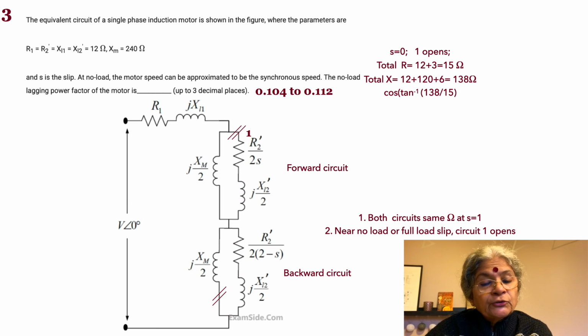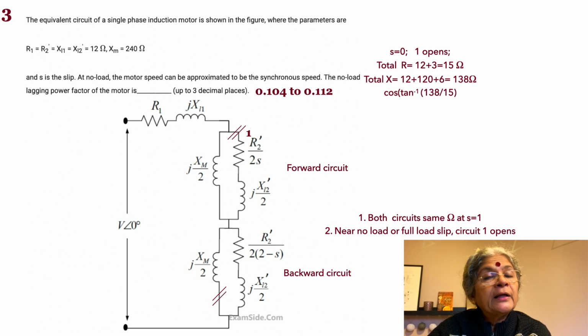So I suppose the circuit diagram is clear. We also have jXM by 2, the magnetizing reactance, split into 2 and in parallel with the combination of R2' by 2S in series with jXL2' by 2, where XL2' refers to the leakage reactance of the rotor referred to the stator. The dash refers to the stator. Similarly, we have similar content in the circuit down below as well.